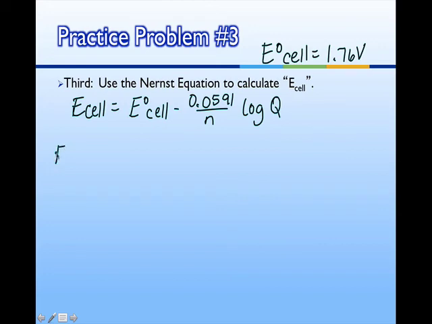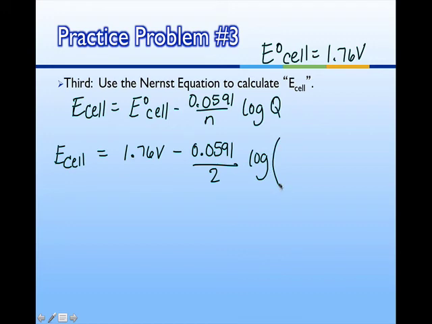I am looking for the cell potential that's not at standard conditions. I just calculated the standard one, so 1.76 volts minus 0.0591 over n, and this n would be 2 electrons, because remember we had 2 electrons on either side of those half reactions. So that's going to be 2. And then we take the log of Q.